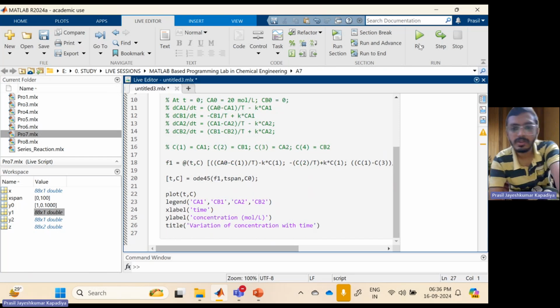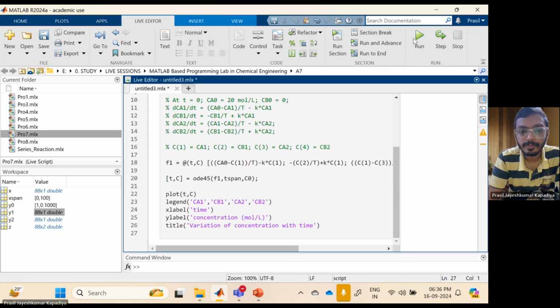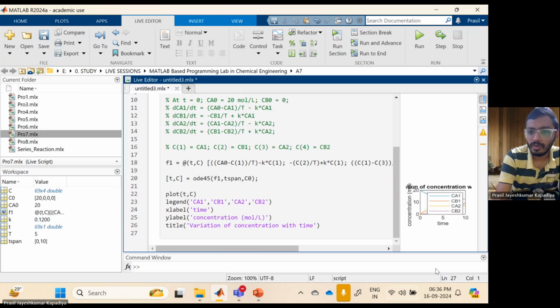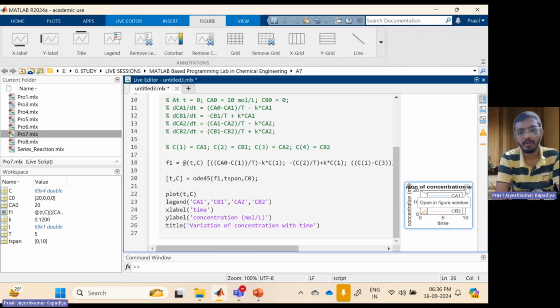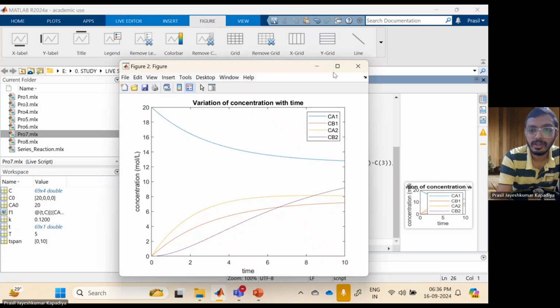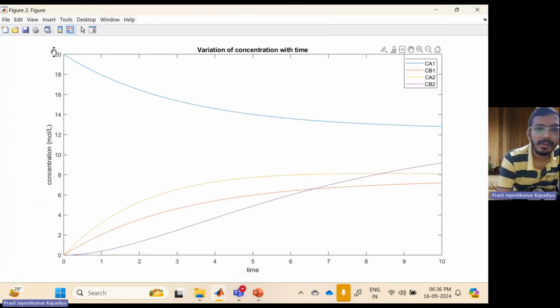I will open the window. So see, ideally what should happen for the first reactor: A should reduce and B should increase. In the second reactor, both should increase. B1 is also increasing, B2 is also increasing. So this is how we can see the effect of this value.